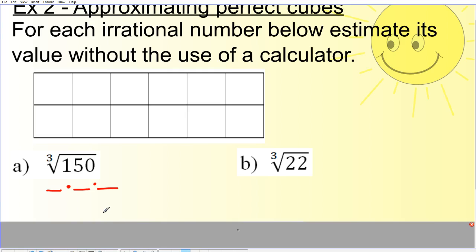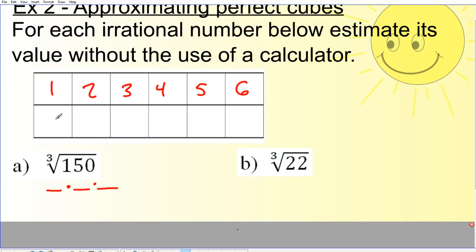So what we're going to do is make a table. We can't use a calculator again, so we're going to make a table. On the top, fill in your numbers, and we'll go from there. So 1, 2, 3, 4, 5, 6. And you notice this table is a lot smaller than my previous table because perfect cubes get big really, really fast.